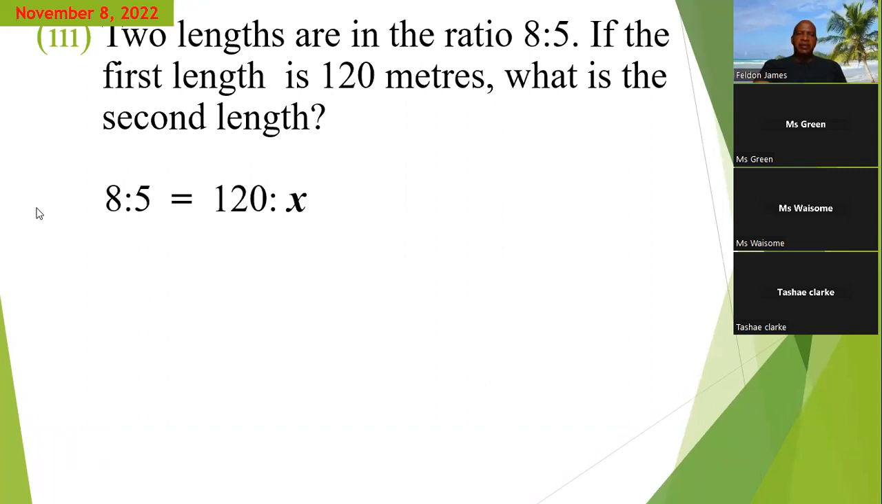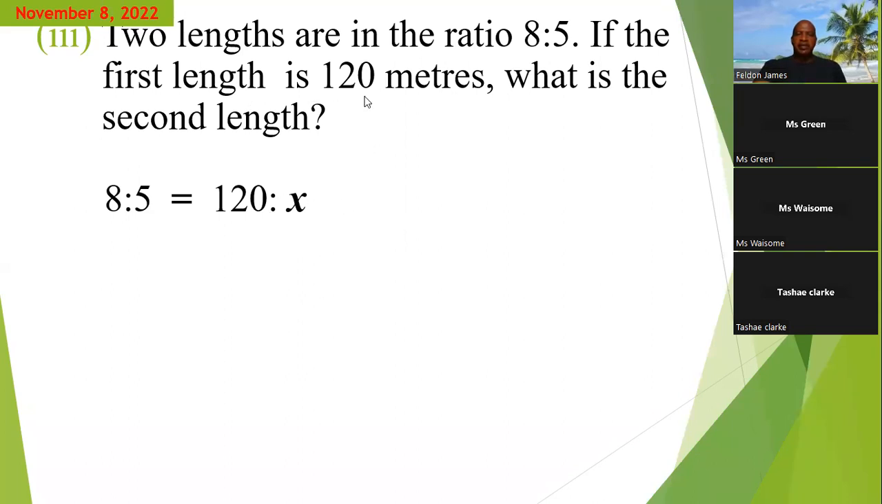And so one way that we could do it, we could write the ratio 8 to 5, and we could equate it to the first length in ratio to the second length.